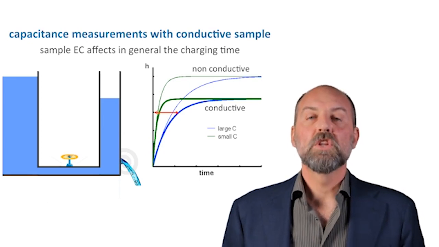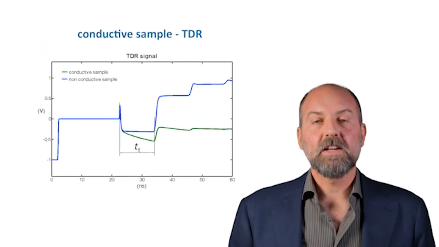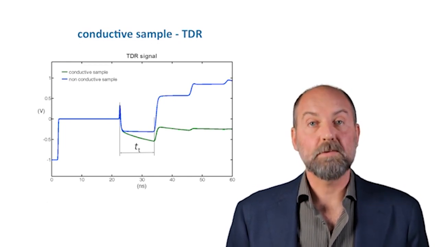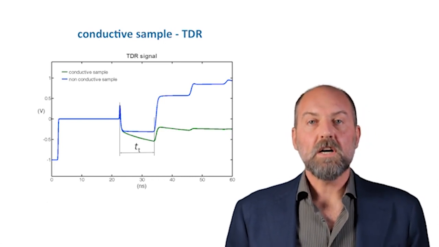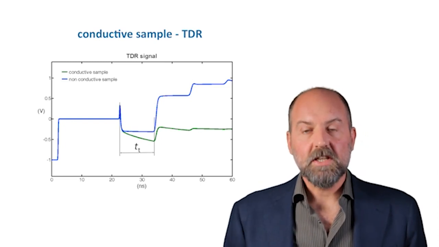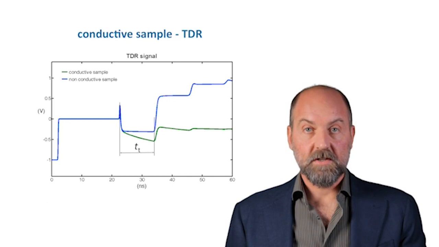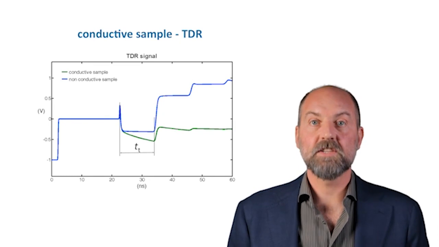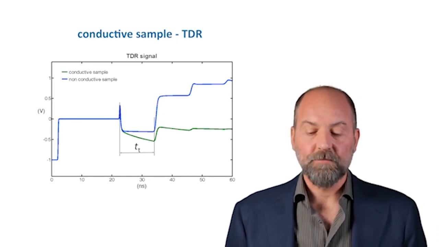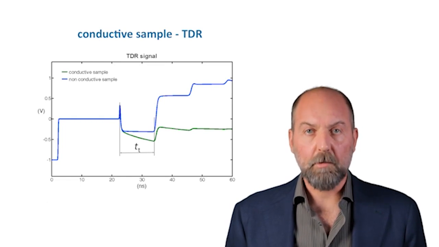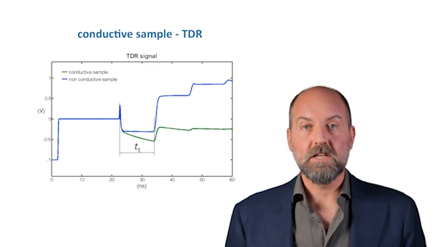Now, it is important to remark this difference between TDR and capacitance sensor, which is a main one. With TDR technology, what we measure is the travel time. As this image indicates, where two signals or waveforms in two samples, one conductive and one non-conductive, are illustrated, the travel time is not influenced, if not at a minimum, in a way that is probably negligible, by the conductivity of the sample.